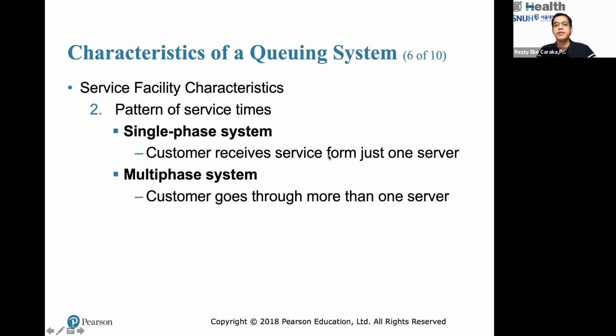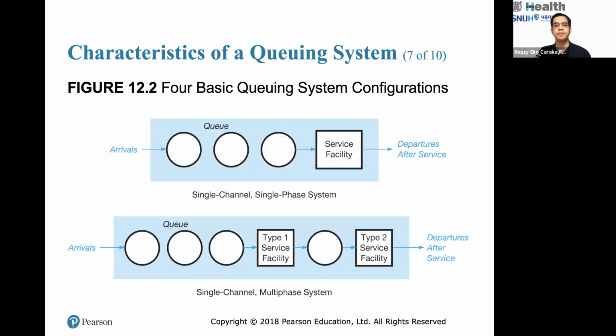Next, we have the patterns of service times. We have a single-phase system, where the customer receives service from just one server, or a multi-phase system, where the customers go through more than one server. This is an example of the pattern of the service system, single or multiple.